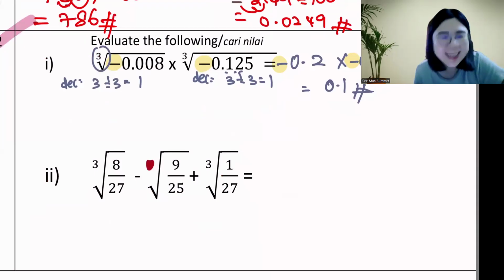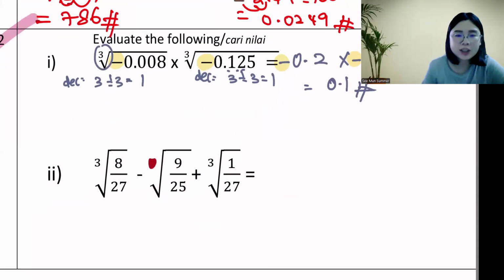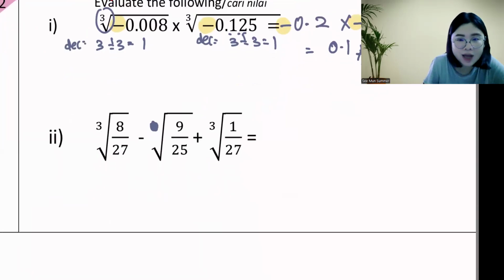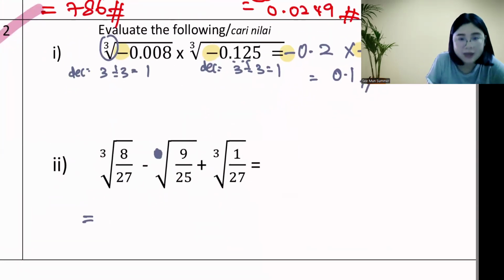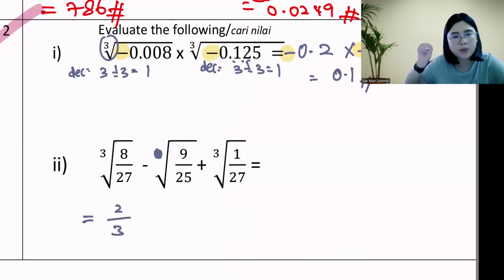Okay, next one, fraction. I know there's some error here, right? Can you help me to erase or use the liquid paper on the cube here? It's not cube, that's why you delete. Okay, so now we do this question. Same thing. Since it's a fraction, we do separately on top and below. The cube root of 8 is 2. The cube root of 27 is 3. So that's why you need to know it by heart.